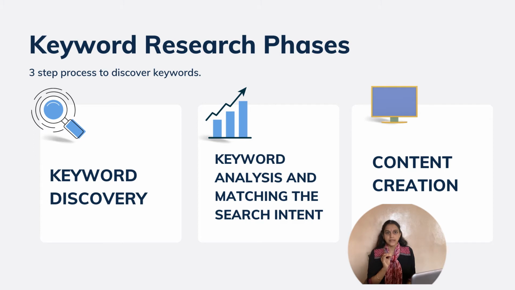So this is a 3-step method of keyword research. In this method, in the first phase we are going to discover keywords. Okay, and in the second step we are going to analyze the keyword and match it with the search intent. And finally, the third step is creating content using those keywords. This is how we are going to learn.